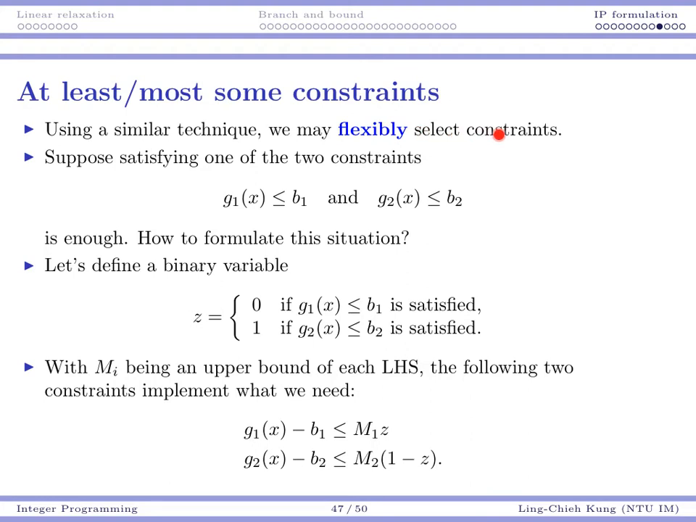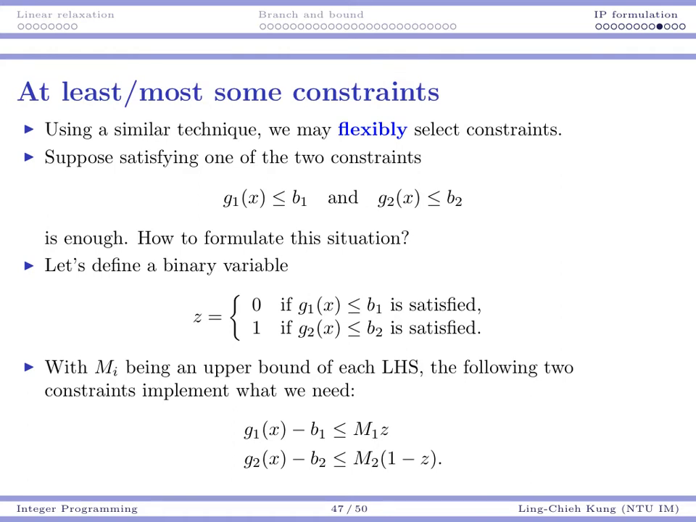We are selecting constraints, not just variables or items. Suppose I give you the following two constraints, and I say, please satisfy one of them. One of them satisfying that is enough. How would you formulate it? I only need a binary variable z, where it is 0 if the first one is satisfied, it is 1 if the second is satisfied.